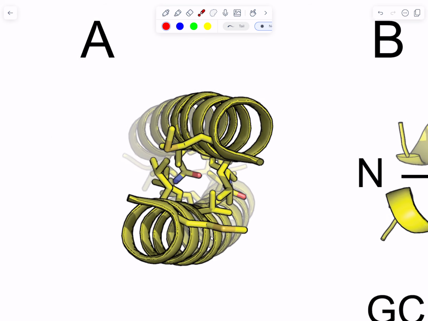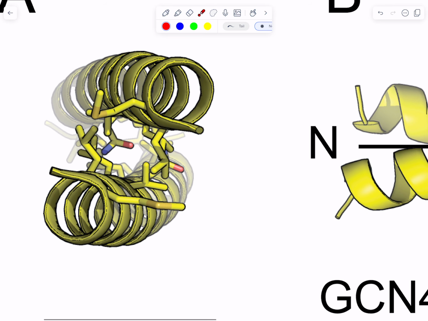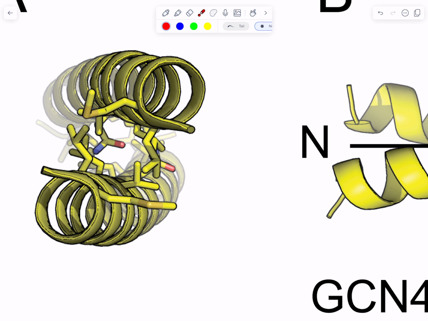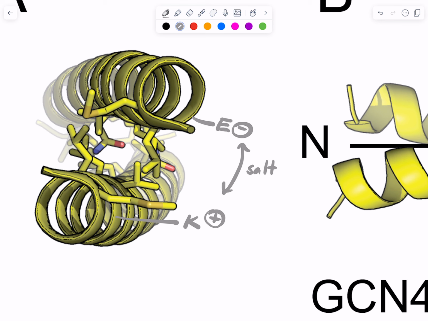Another interesting feature that's not captured by this image is that there are amino acids that flank the core, and frequently on one side of the helix there's a positively charged amino acid, and on another side of the helix there's a negatively charged amino acid, and they will interact across the interface between helices in what's called a salt bridge.